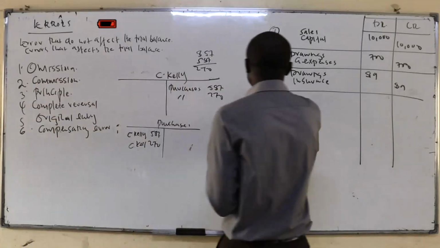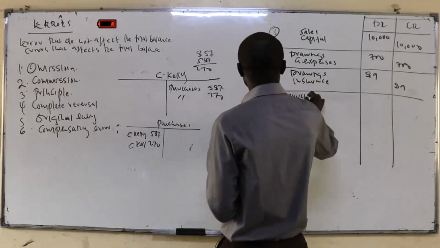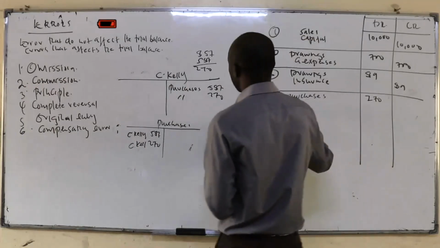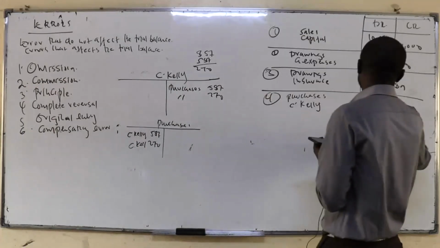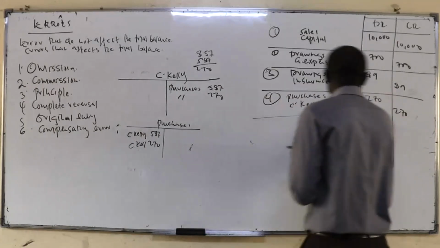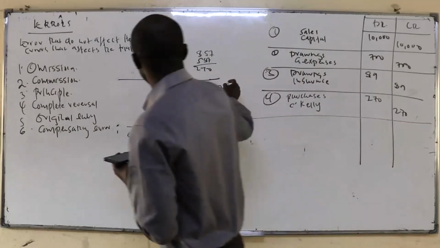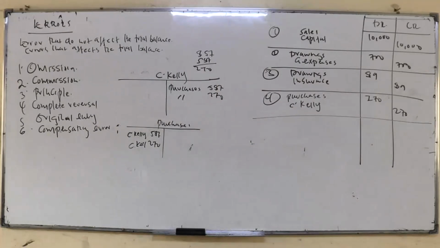Then here we come in right here 4. So who are we debiting? We are debiting purchases, isn't it? By how much? 270. And we are crediting who? C. Kelly by how much? 270. And then we write there being correction of purchases from C. Kelly posted as 587 instead of 857.